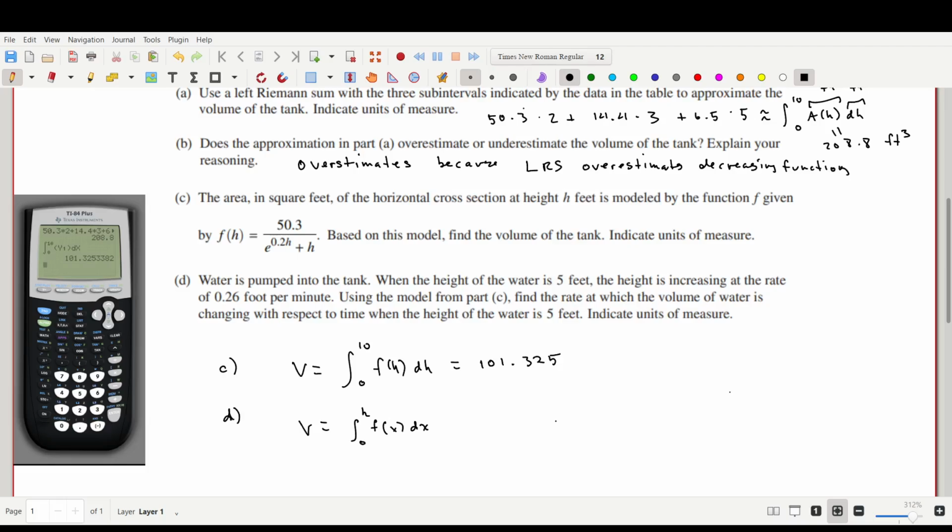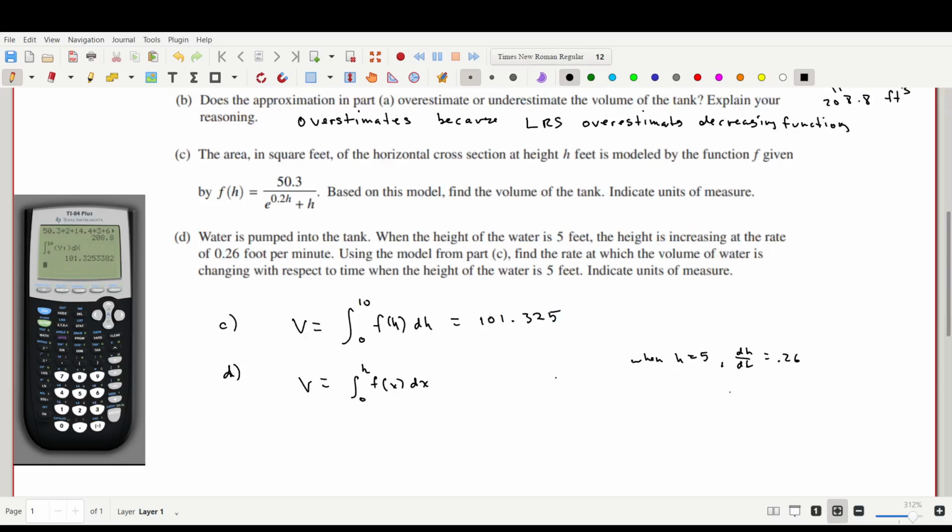They're telling me that when h is 5, dh/dt is 0.26. And it's like a related rates problem. If you differentiate this one, assuming that v is a function of h, and v and h are functions of t, you get dv/dt is the derivative of this guy.